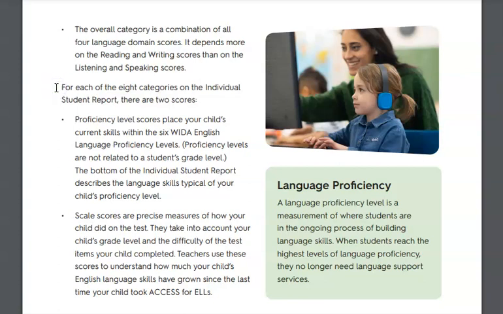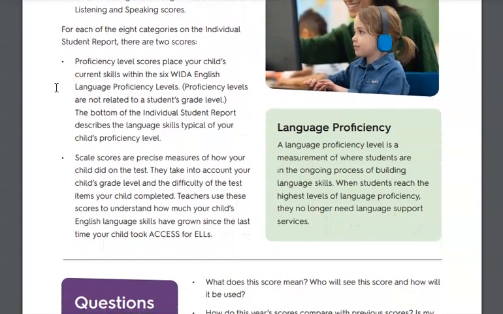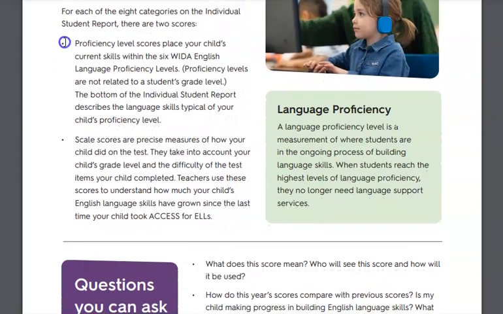For each of the 8 categories on the individual student report, there are 2 scores. Proficiency level scores place your child's current skills within the 6 WIDA English language proficiency levels. Proficiency levels are not related to a student's grade level. The bottom of the individual student report describes the language skills typical of your child's proficiency level.